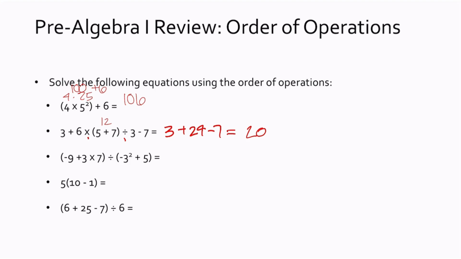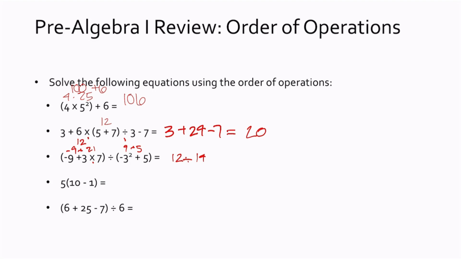All right, here we've got 2 sets of parentheses, so we need to work out everything inside of those parentheses before we do this division. So I have 3 times 7 is 21, plus negative 9 is going to give me 12. So I really have 12 divided by negative 3 squared is 9, plus 5 is 14.